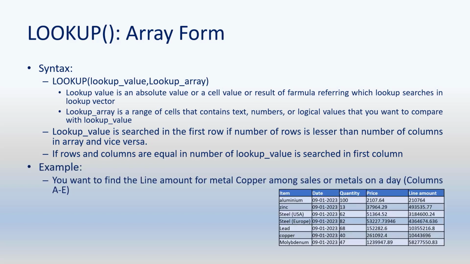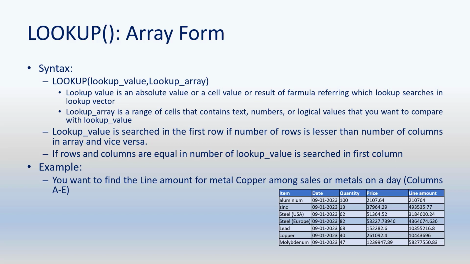Example, if you want to find the line amount for metal copper along the sales of metals on a day, the table shows the list of metals which were sold for certain quantity on certain day at a price. So you see that there is item and the selling date, the quantity sold, the price at which the sale happened, and the line amount, which is price multiplied by the quantity.